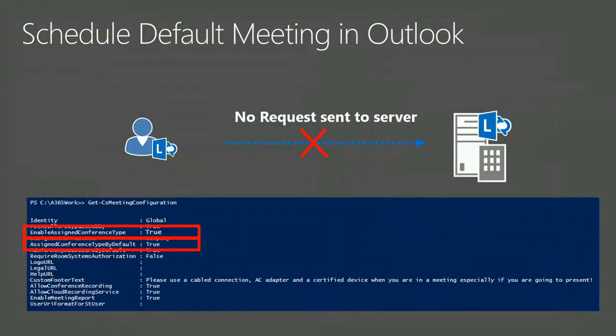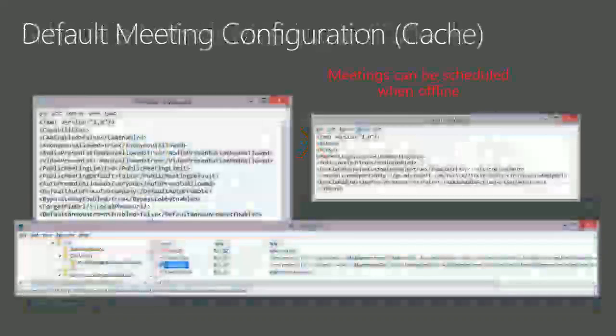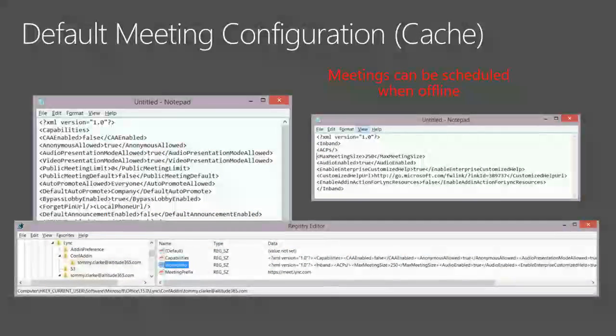If you are offline when you try to click the new meeting button, depending on how you have configured your server, so if these settings are both set to true, you will be able to create a meeting offline as well. And if we look in the registry, we have some settings. So all the settings are cached in the registry, and you will see everything in there. And that's why it basically works offline as well.